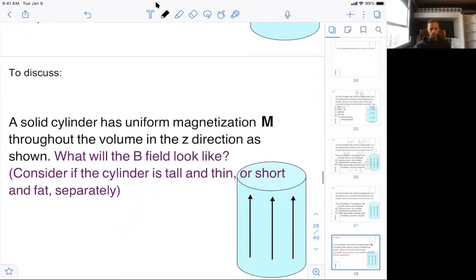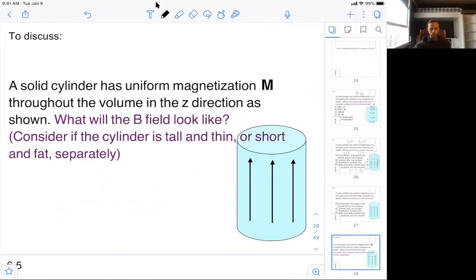So a little bit of discussion. We just said this is equivalent to the bound surface current. We have the uniform magnetization pointing upward, and we want to know what the B field will look like. Now consider these two extremes: if your cylinder is extremely tall and thin, or if your cylinder is very short and fat, separately. So if your cylinder is tall and thin, what do you think the B will look like?